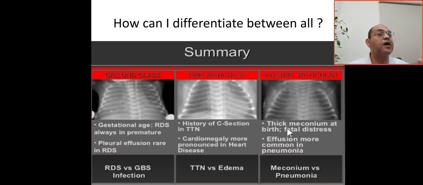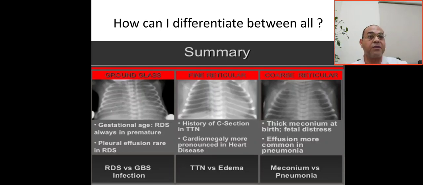Also pneumonia is commonly associated with effusion, pleural effusion, parapneumonic effusion. But meconium aspiration is commonly associated with PPHN or pneumothorax. So how to differentiate between the three categories? By X-ray, by looking at the densities, look for the opacities.